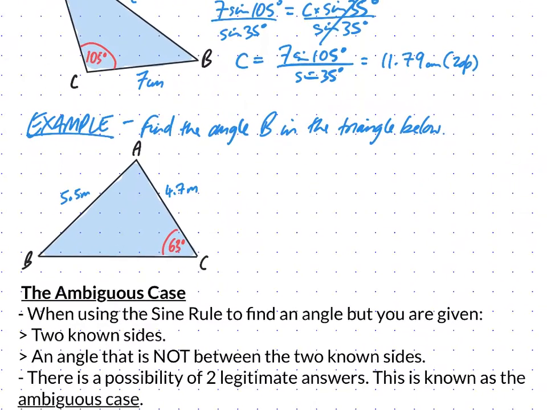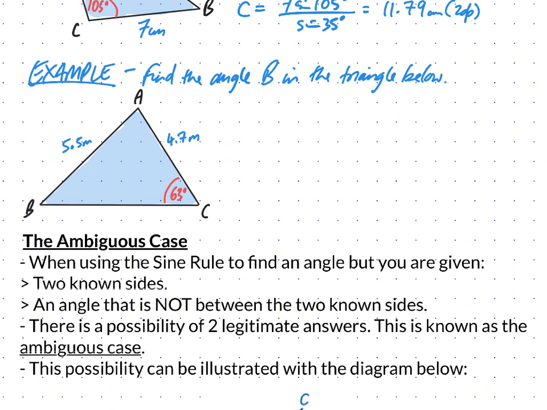Next, find the angle B in the triangle below. So you can use this to find sides and angles. Let's check if it's a situation we can use it for. We have a side and its opposite angle, and now we have a side. So we're going to be using it to find this angle here. 5.5 over sine of 63 degrees is equal to 4.7 over sine of B.